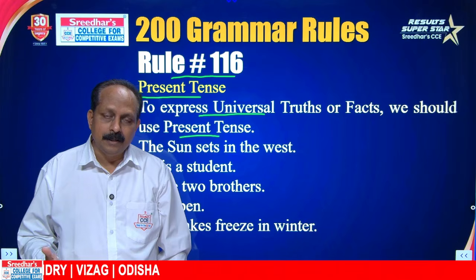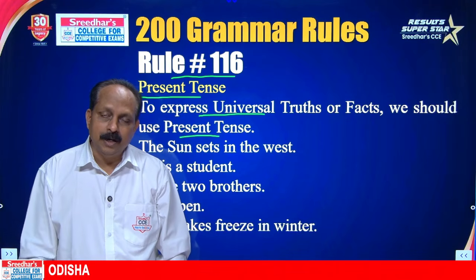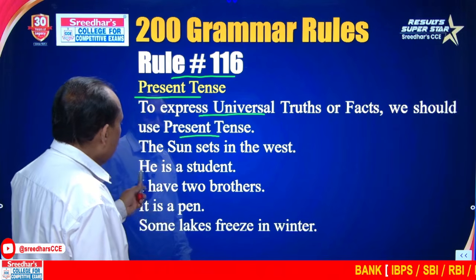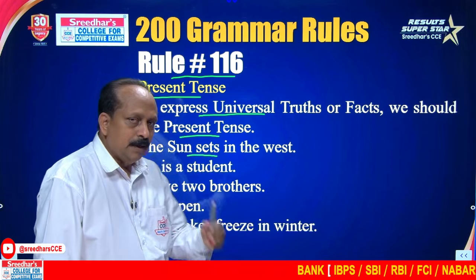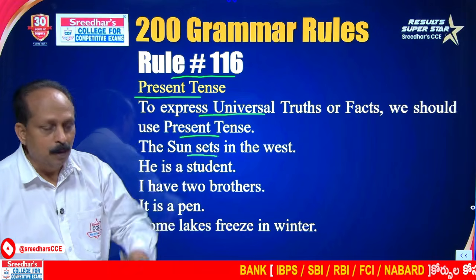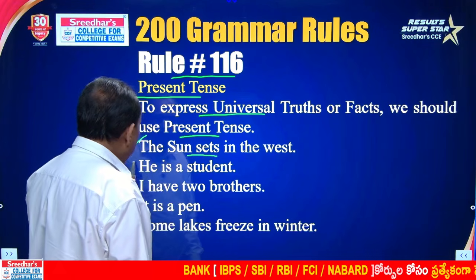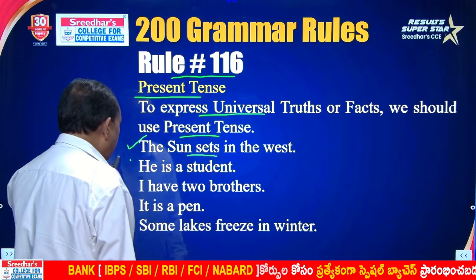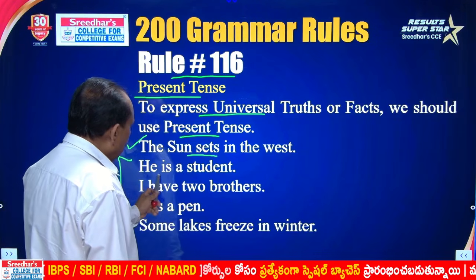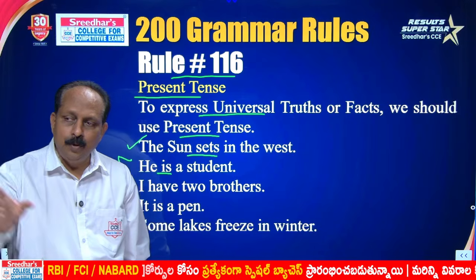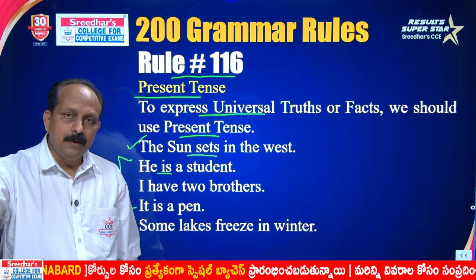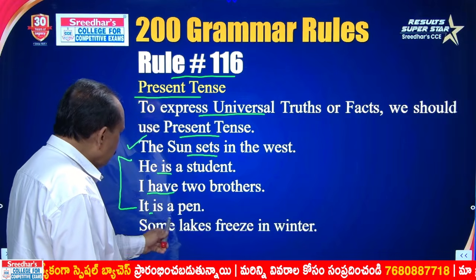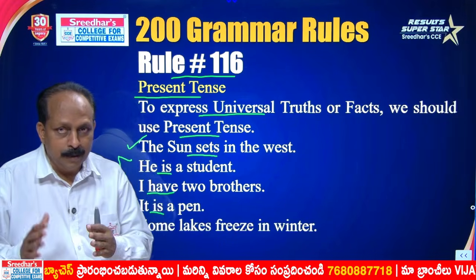Then what is the correct sentence? The sun rises in the east every morning. Universal truths or facts, we should use present tense. The sun sets in the west. The sun rises in the east, sets in the west. This is a fact. But here we have another pattern. If you take these three examples, listen very carefully. He is a student. If I ask you, who is that boy? Imagine. He is a student. That's a fact. I have two brothers. That's a fact. It is a pen. That's a fact.